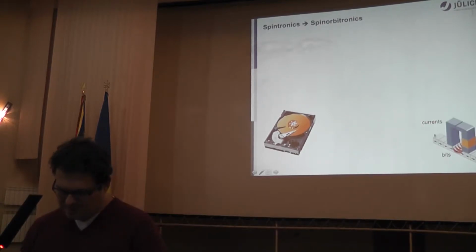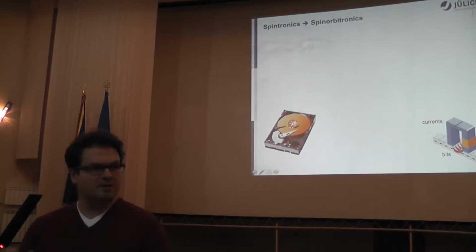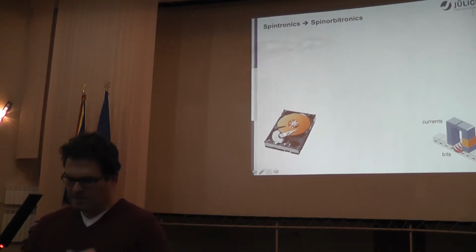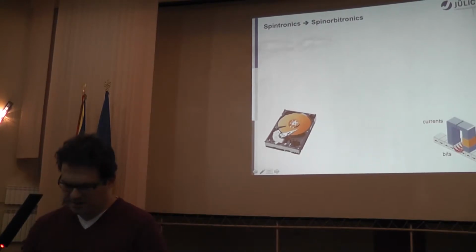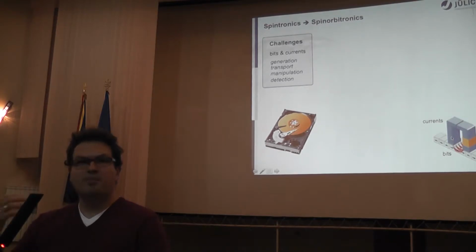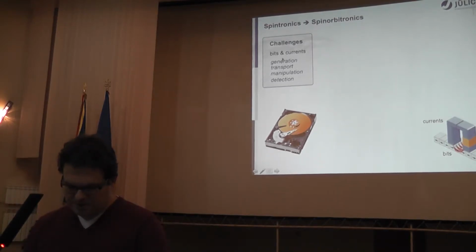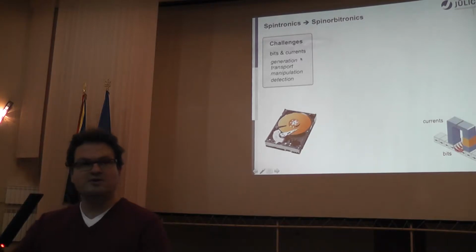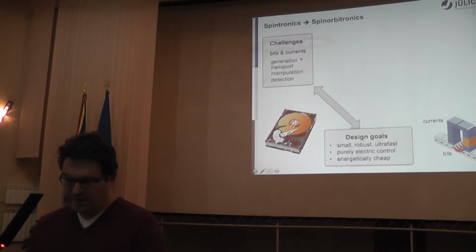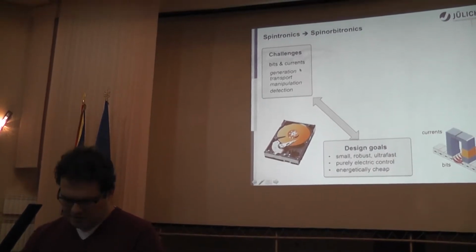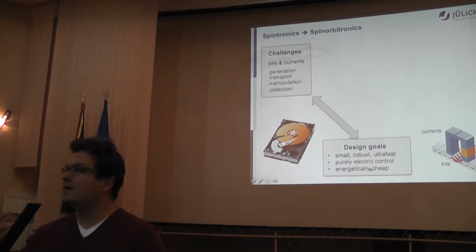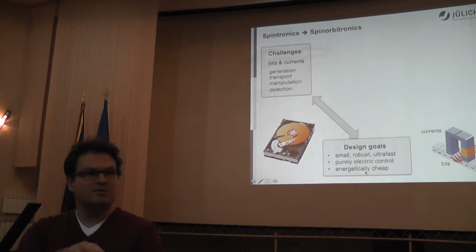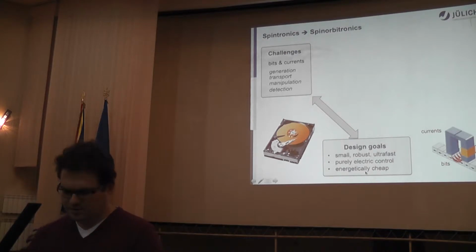If you look at the basic principle of operation of this device, you will see that basically everything is reduced to magnetic bits, the state of which is manipulated and read out by the electrical current. Now, modern technology poses different challenges with respect to these bits and currents, in particular generation, transport, manipulation, and detection. We have various new design goals where we would like our devices small, robust, ultra-fast. We would like to have pure electrical control, and we want everything very cheap in terms of energy.